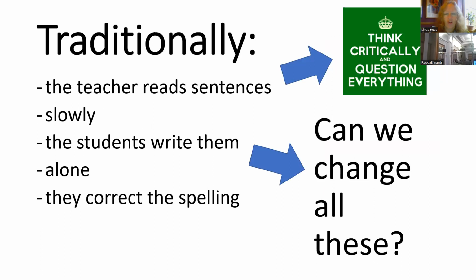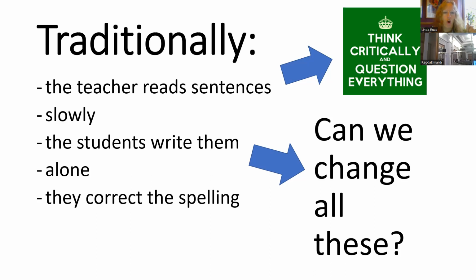So this is the traditional version of dictation. The teacher reads the sentences slowly, the students write them alone, and then they correct the spelling. Yes, we've all done that traditionally many, many times. But look at this green square here. What we need to do in the 21st century is think critically and question everything. This is what we need to do and what we need to teach our students to do. And it also makes teaching and activities more exciting, more vibrant, and updates everything.